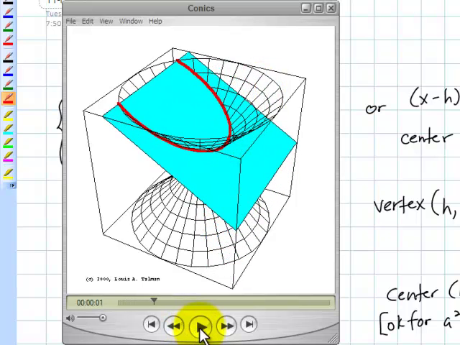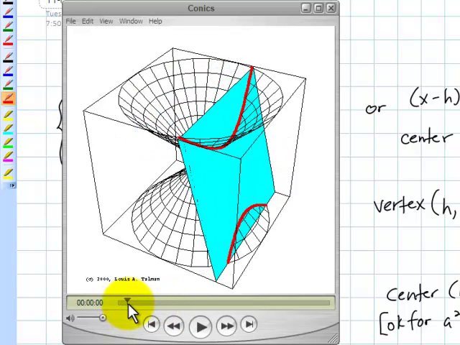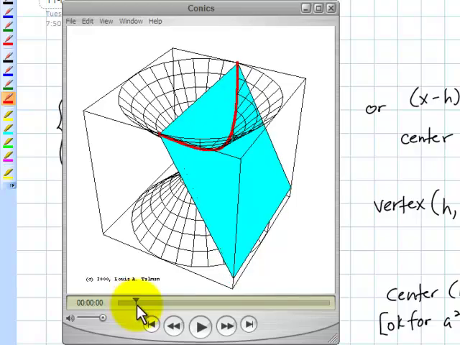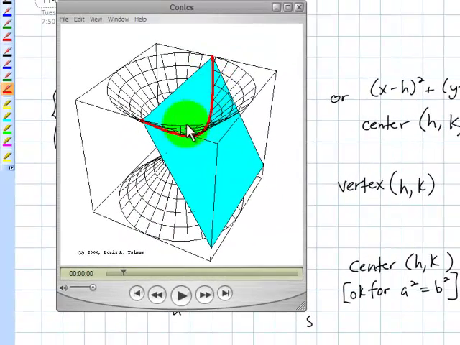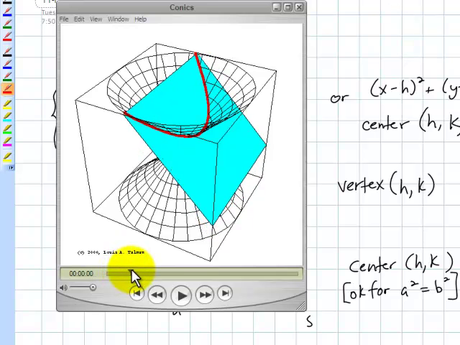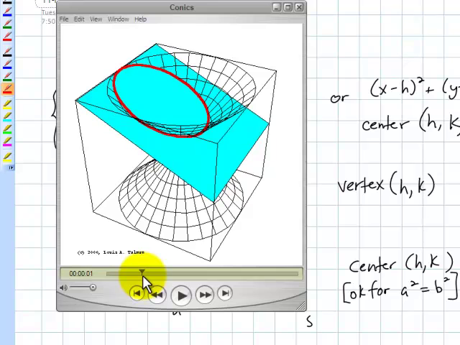And as we move along this, we have that same thing. It's just changing size and direction and whatnot. And at some point, that blue plane no longer touches this bottom cone. And instead, we get this parabola shape. Now, as we keep moving, that parabola changes size and direction, and you'll notice it's starting to close up.